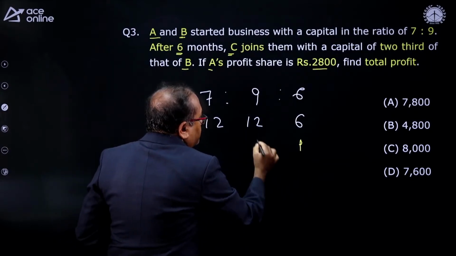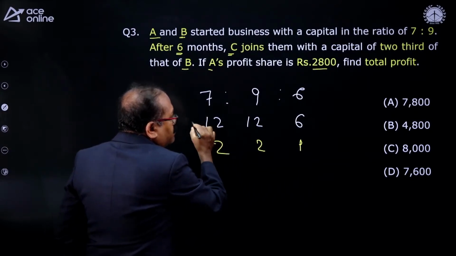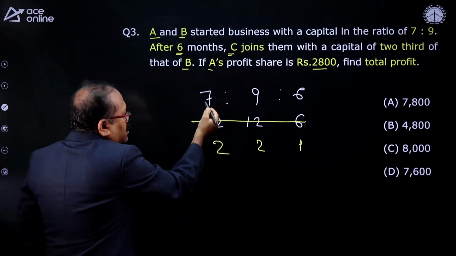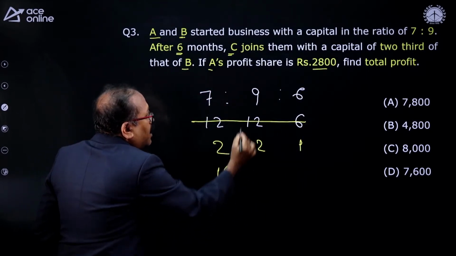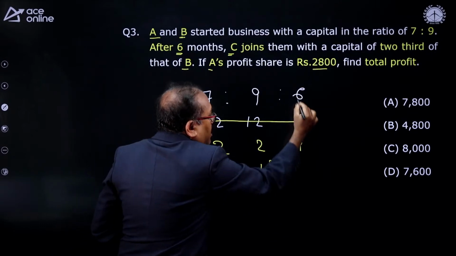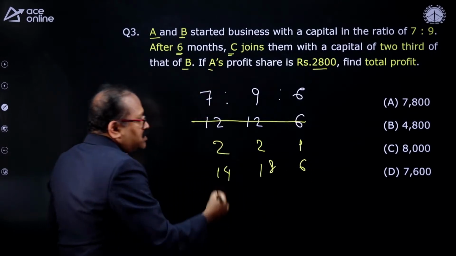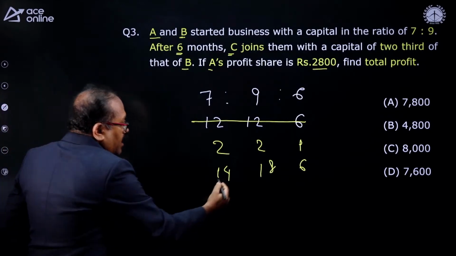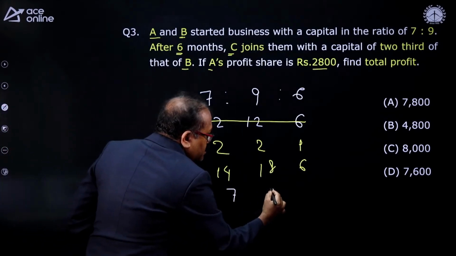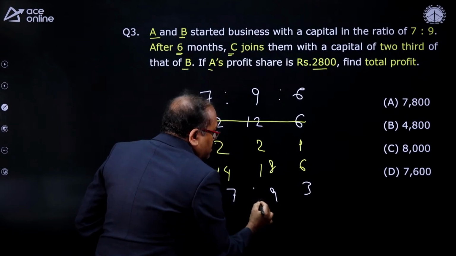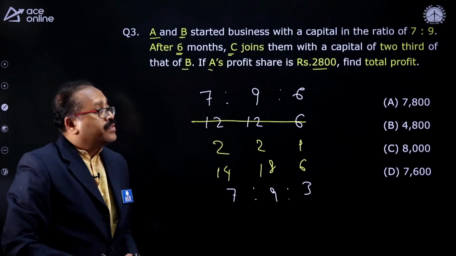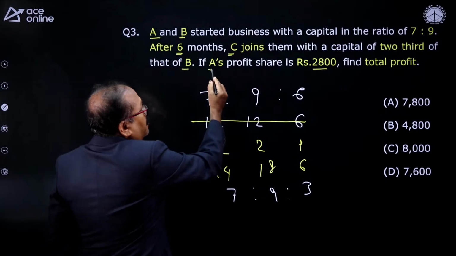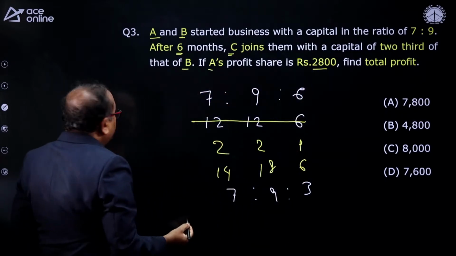With 6 1 times, with 6 2 times, and 2 times, then eliminate this. 7 into 2, which is 14, and 9 2, which is 18, and 6 1, which is 6. Further, if I want, I can reduce this also. And then this is 7, and this is 9, and this is 3. This is the profit and loss ratio, of which A's profit is given to us as 2,800.